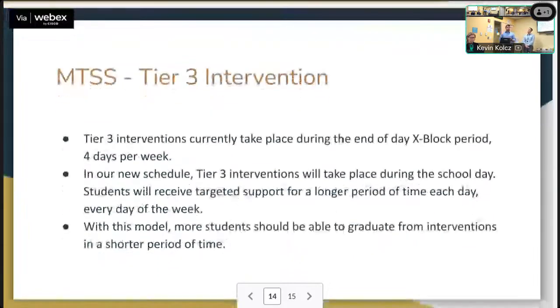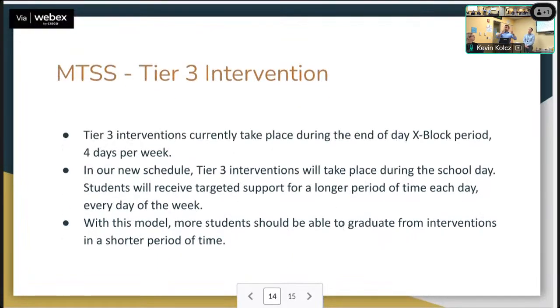In terms of tier 3 intervention, so tier 1 is the instruction that everybody receives. Tier 2 is the support that students need from their teachers, just an additional helping of support. Tier 3 is a little bit more targeted. It's focusing on students that really need targeted support in particularly reading, writing, or math. Right now, they take place at the end of the day during that X block period, 4 days a week. And while we've seen success there, there's got to be a better way than trying to work through one of your most difficult areas of study right at the end of the day.